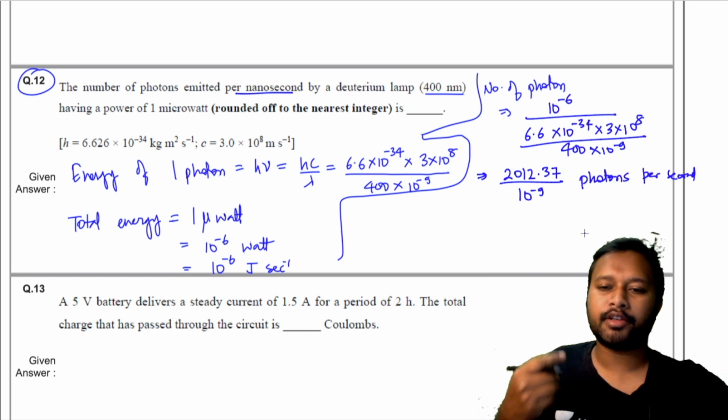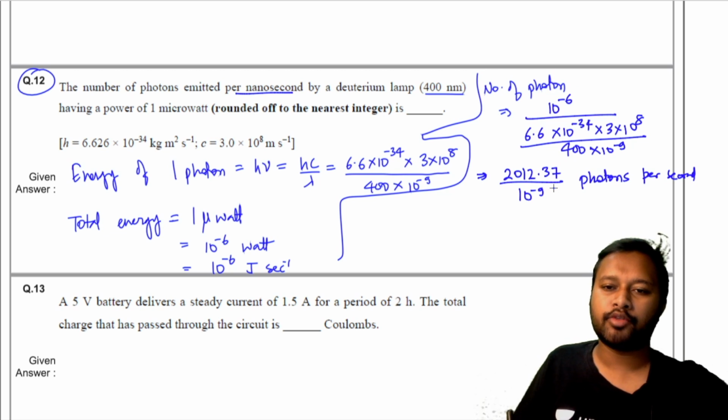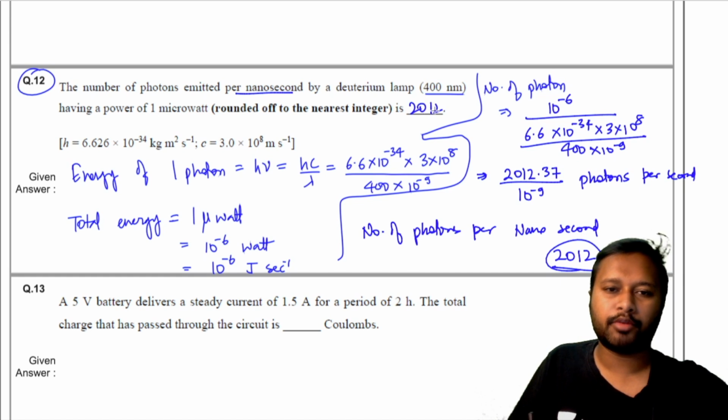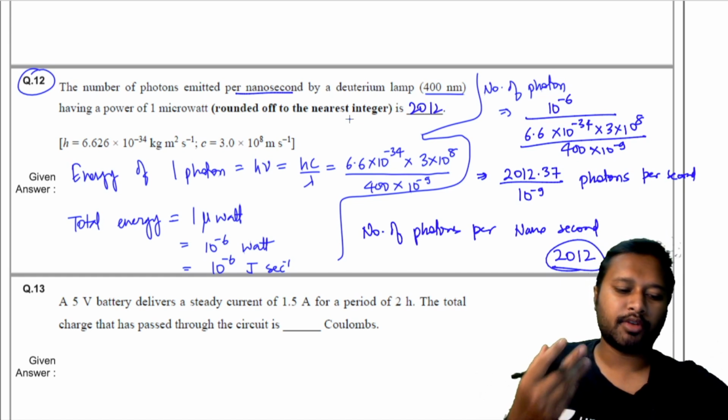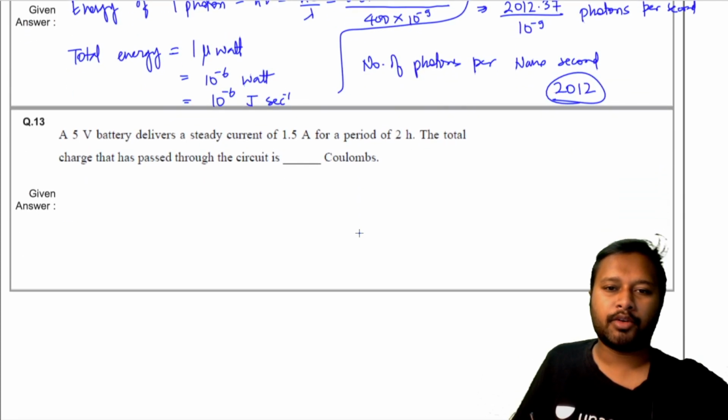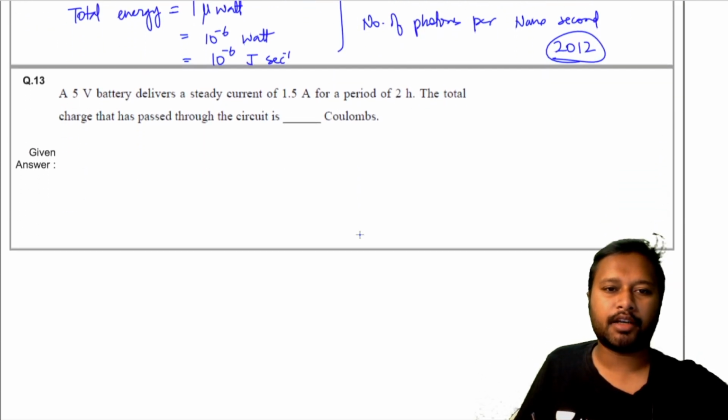What you want to find out is the number of photons per nanosecond. So you have to divide by this value, that is going to get cancelled out, and the number of photons per nanosecond will be 2012. This is going to be the answer, 2012, because you have to put it in integers. So yeah, 2012 should be the answer of this. All right. Okay, let's take the next question.